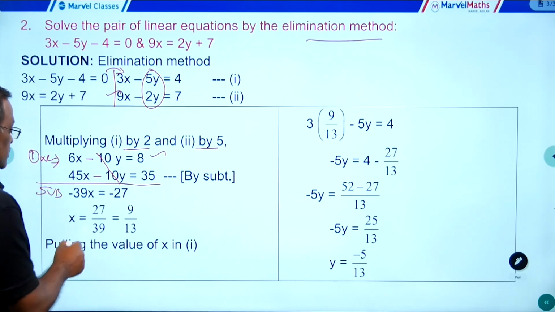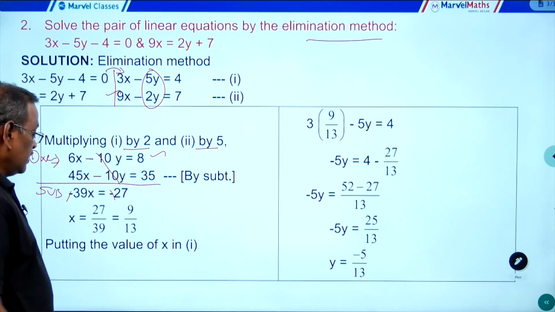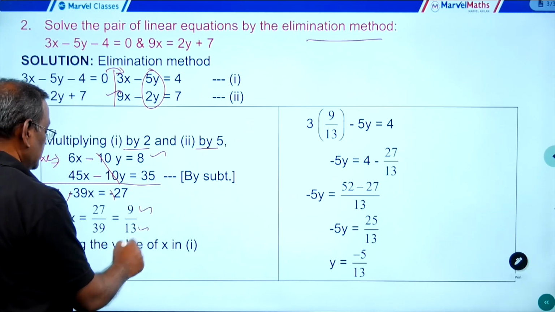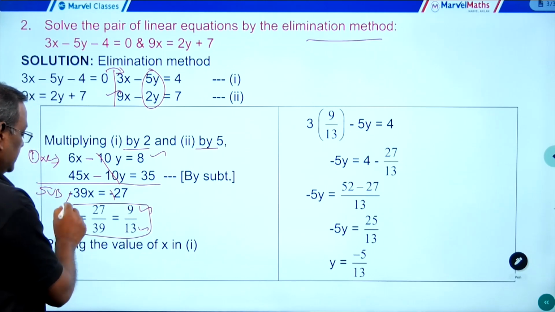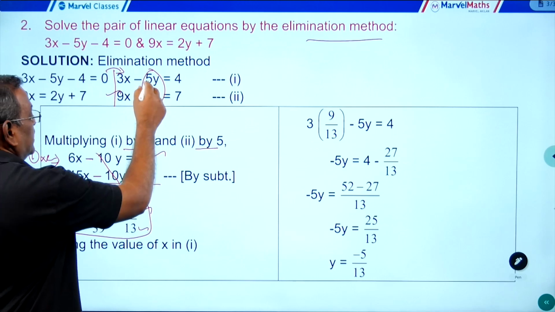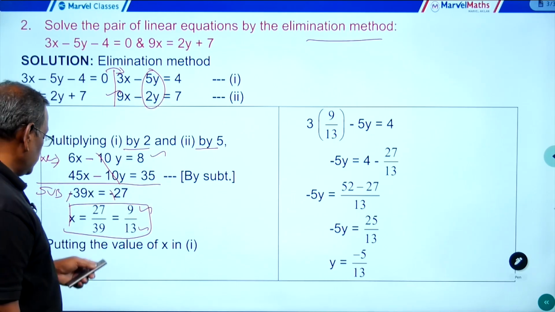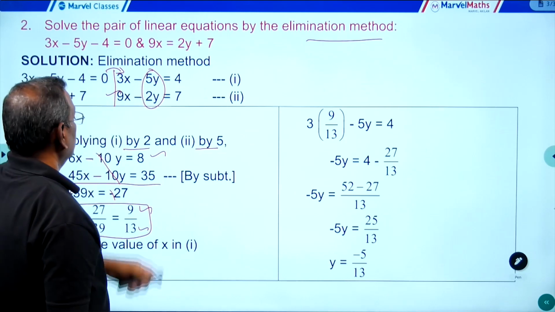So x equal to, cancelling the minus, 27 by 39. Divide by 3: 3 9s are 27, 3 13s are 39. This is the value of x. So by making the coefficients the same, y gets eliminated and you can find the value of x. Substitute x in either the first equation or the second equation.